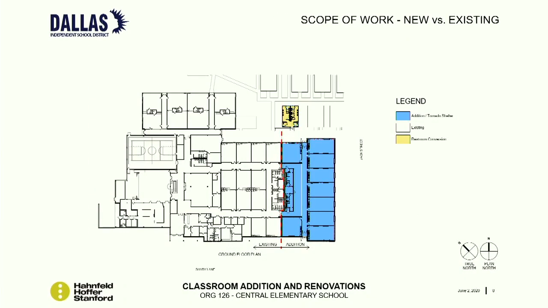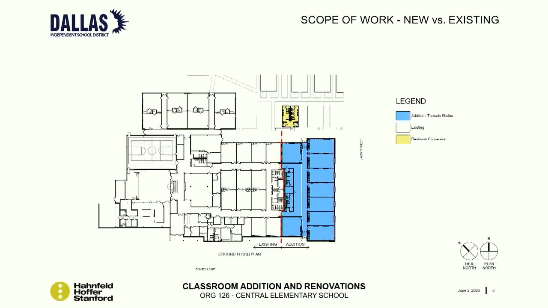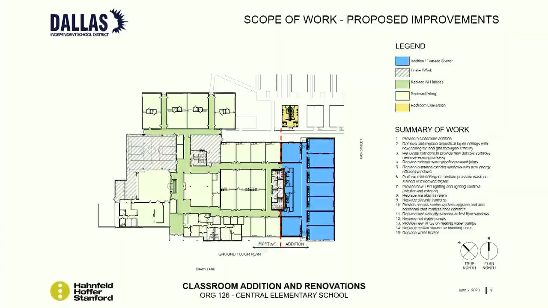Plan-wise, our addition will be a 9-classroom addition with a collaboration space and restrooms in it. It's in the blue on the drawing, and it'll also be the tornado shelter for the entire campus. This shows the scope of what we'd be doing. Everything in blue would be the new addition, the tornado shelter area here.